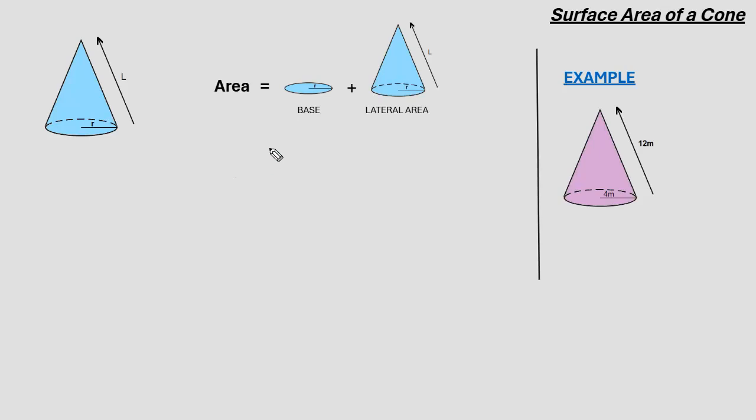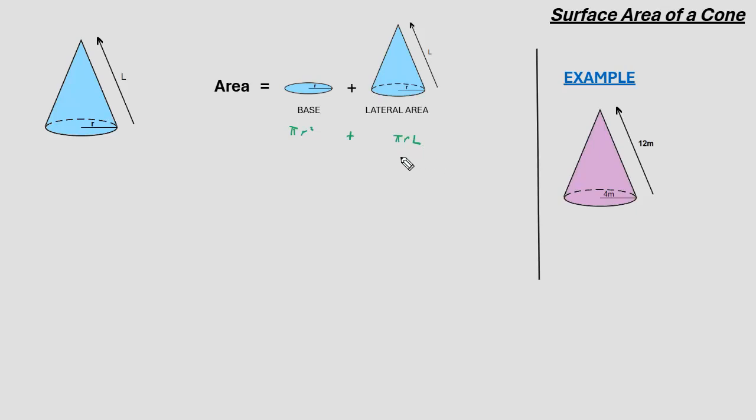The surface area of a cone is found by summing these two parts together. The base area, with it being a circle, is simply found by pi multiplied by the radius of the base squared, with the lateral area being found by doing the sum pi multiplied again by the radius of the base, but also multiplied by the slant height of the cone.